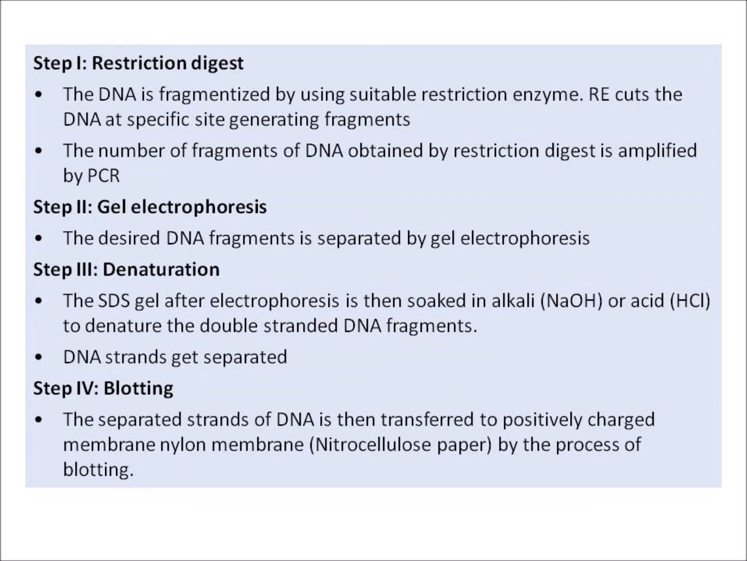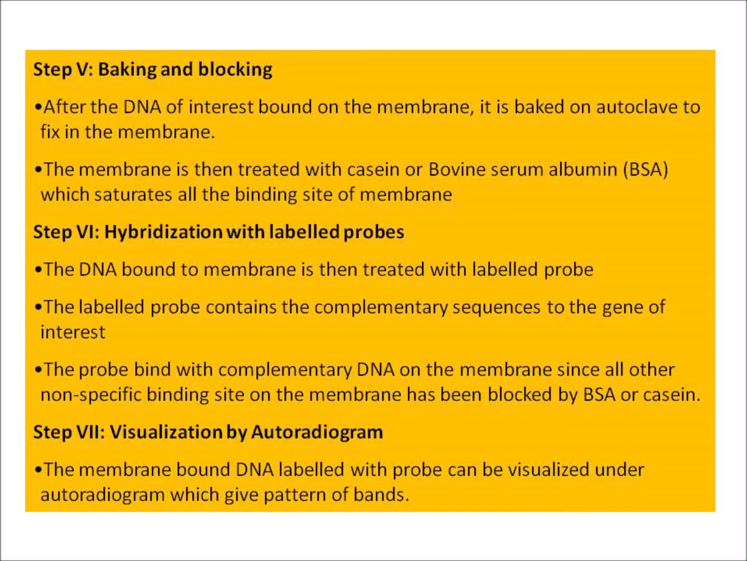And the fourth step is blotting. The separated strands of DNA are then transferred to a positively charged membrane, nylon membrane, that is nitrocellulose paper, by the process of blotting. Next step is baking and blocking. After the DNA of interest is bound on the membrane, it is baked to fix it in the membrane. The membrane is then treated with casein or bovine serum albumin, which saturates all the binding sites of the membrane.